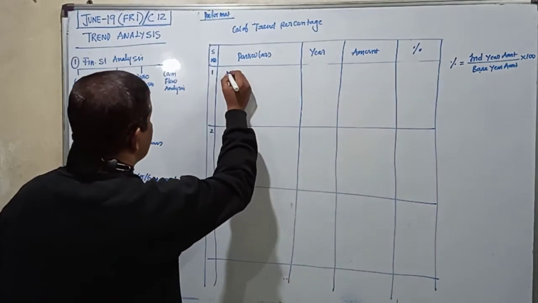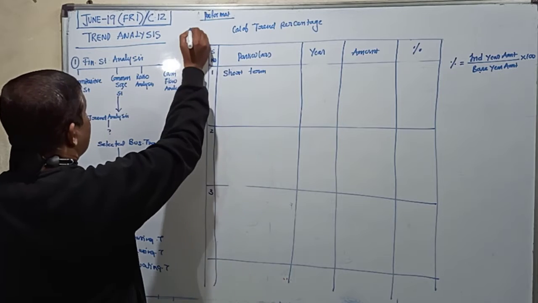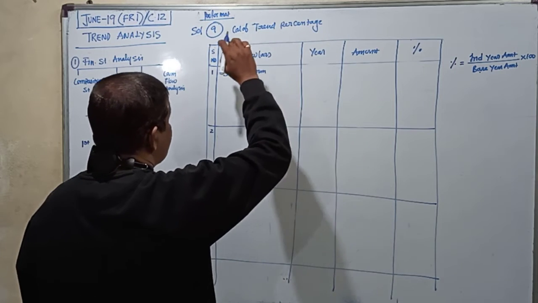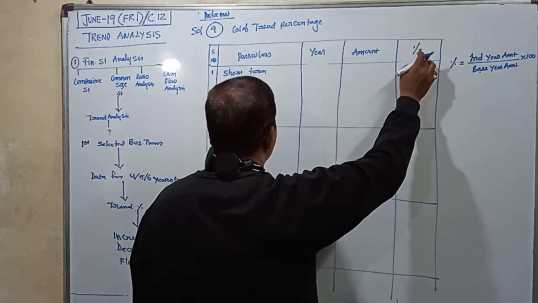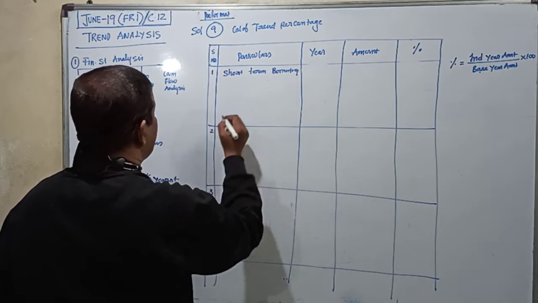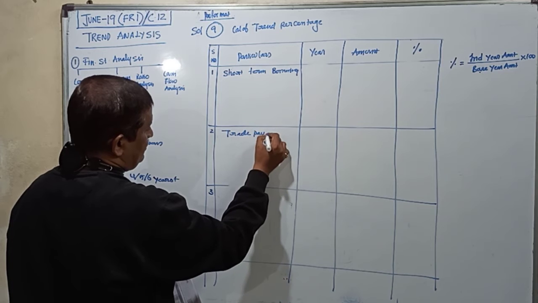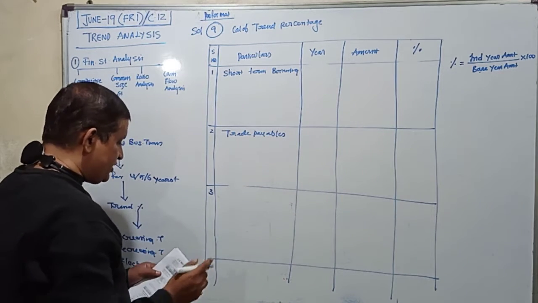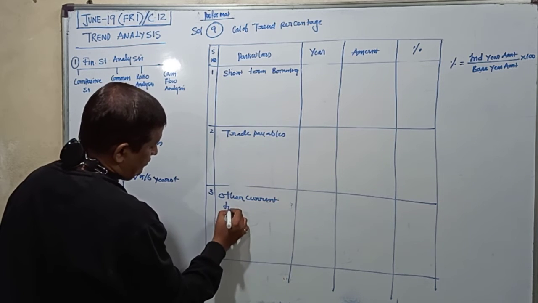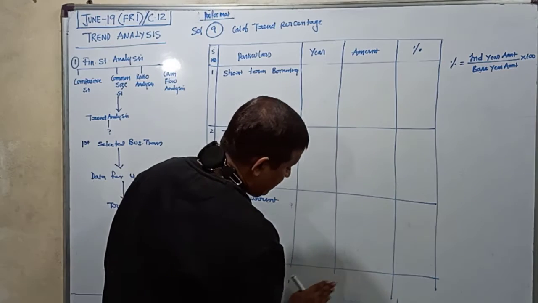So in the particulars column, what is the first thing we have? Short-term borrowing. Okay, this is the solution for problem number 9. The heading is calculation of trend percentage. Serial number, particulars, year, amount and percentage. So we took short-term borrowing. Second, he has taken trade payables. And third, he has taken other current liabilities.